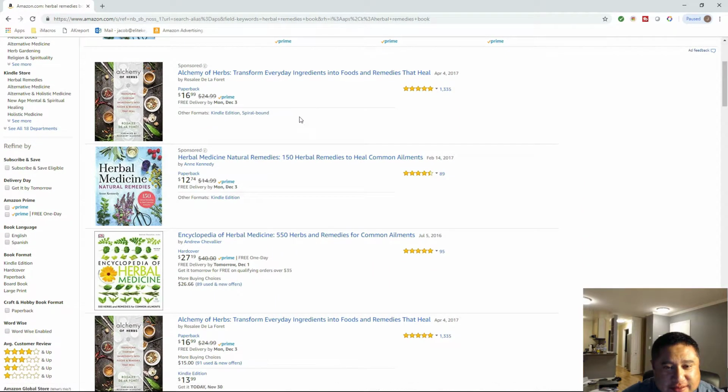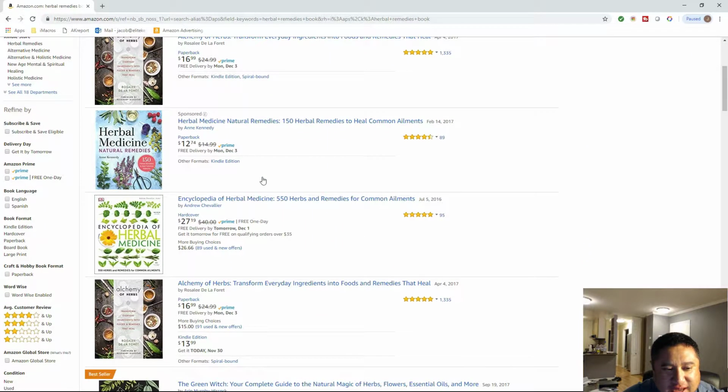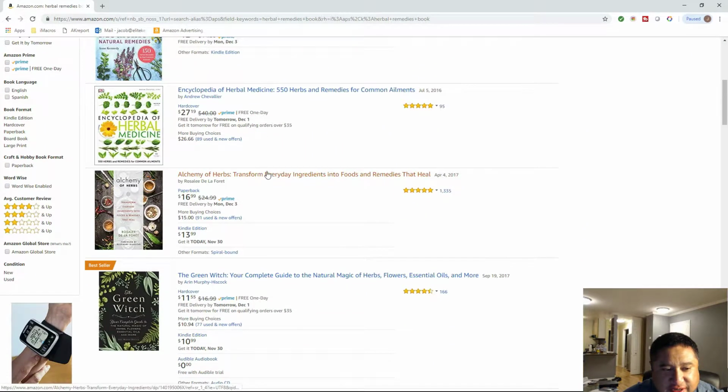Anyway, so now we are in herbal remedy books, and I've never looked at this keyword before.